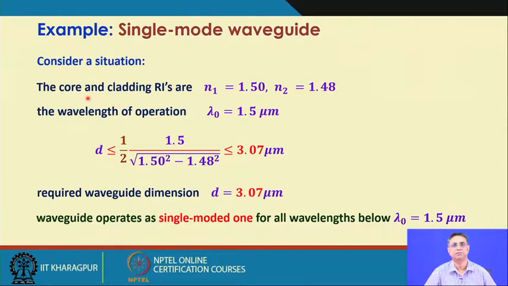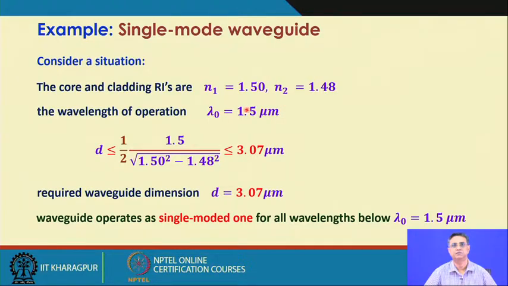Let us take an example. The core and cladding refractive indices are n1 equal to this, which are the typical values for glass and planar optical waveguides, and the wavelength of operation is equal to 1.5 micrometer.